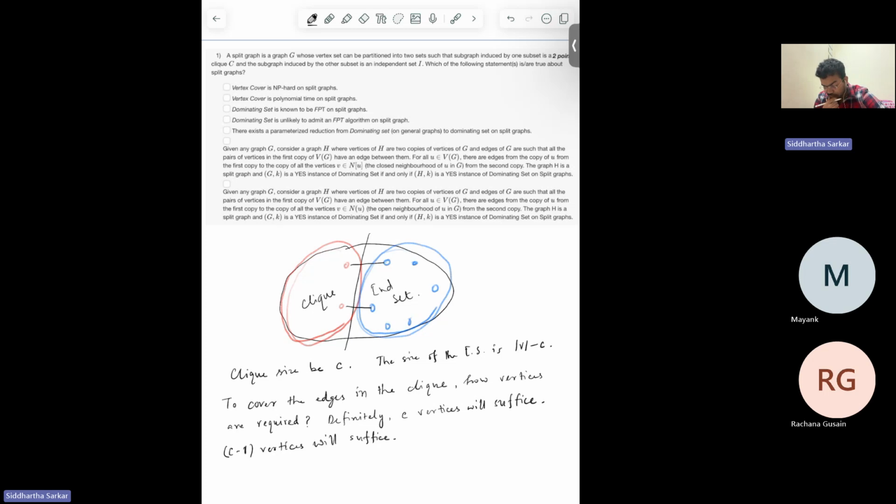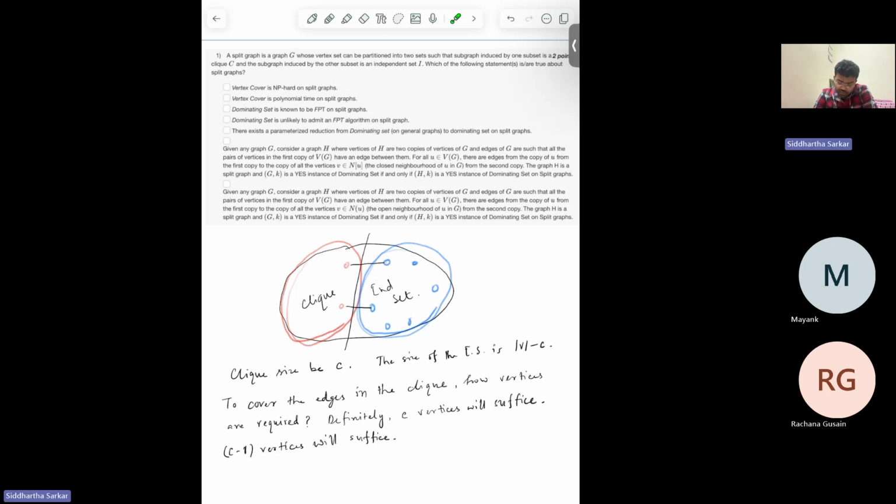So now you have to ask, how many vertices do I have to pick additionally to cover such crossing edges, which go from the clique side to the independent set side? Of course, if you take all the vertices in the clique side, then all these crossing edges are also covered, because the crossing edges definitely have one endpoint in the clique side. But if you take only c minus 1 vertices from the clique side, then what will happen?